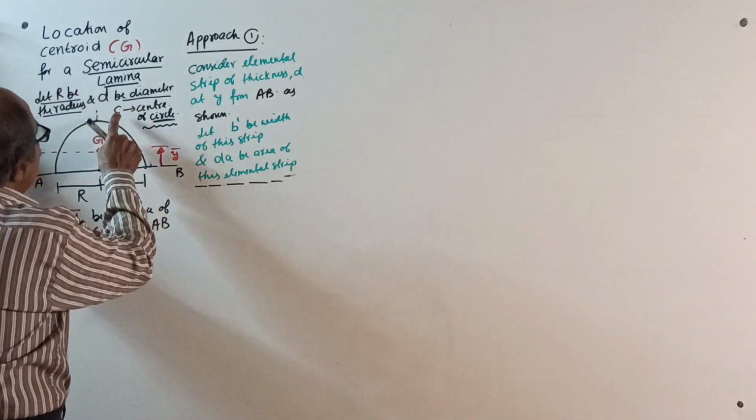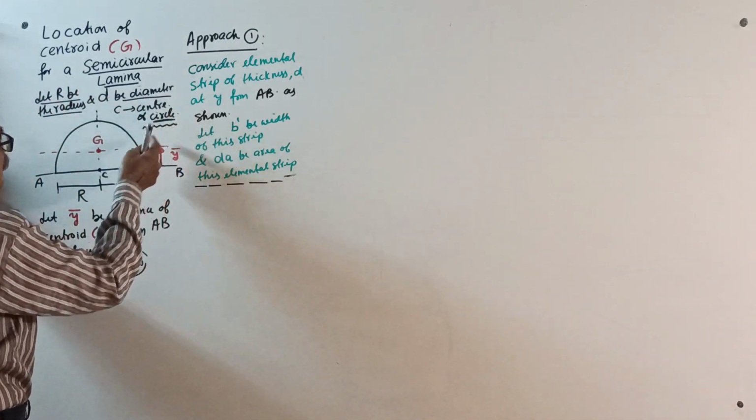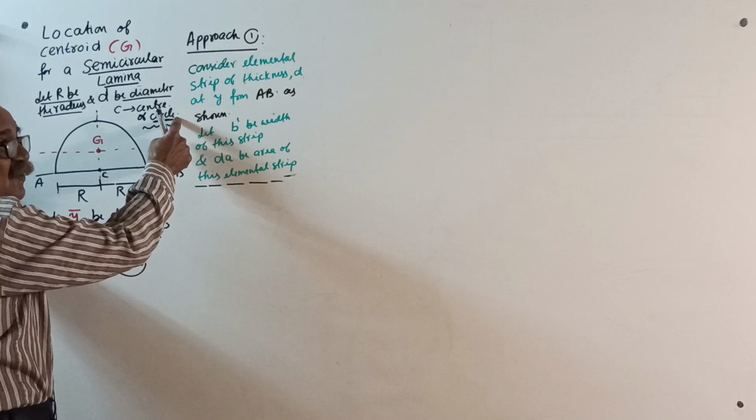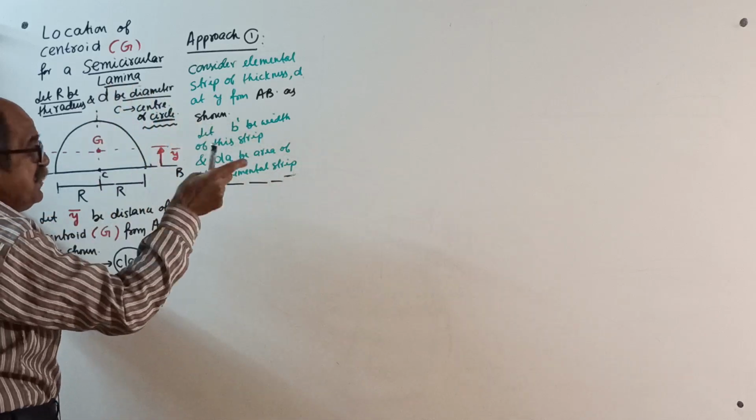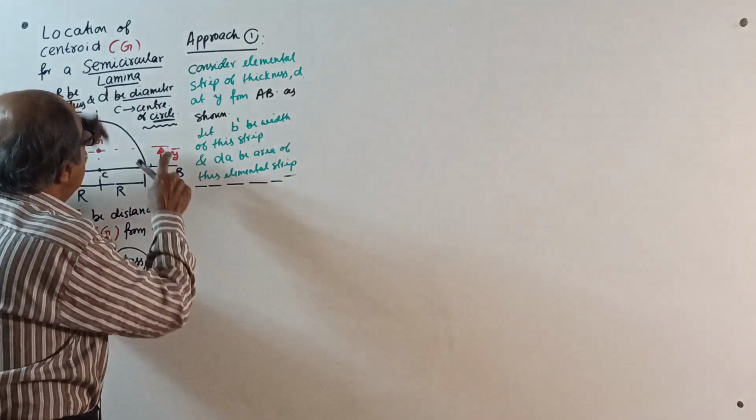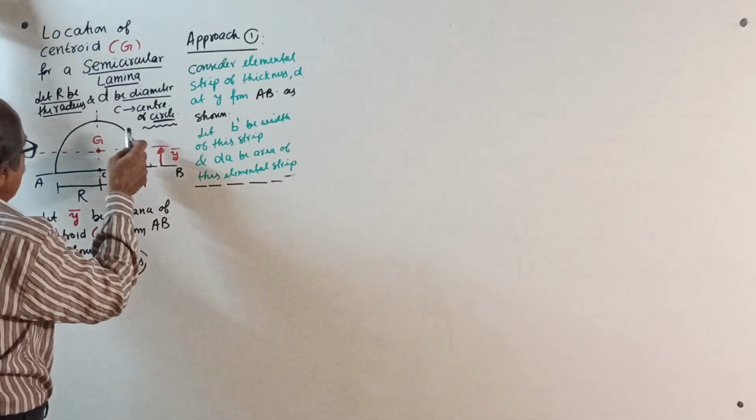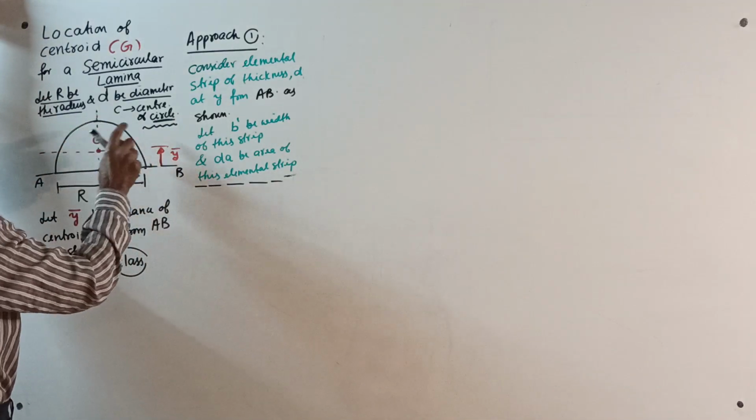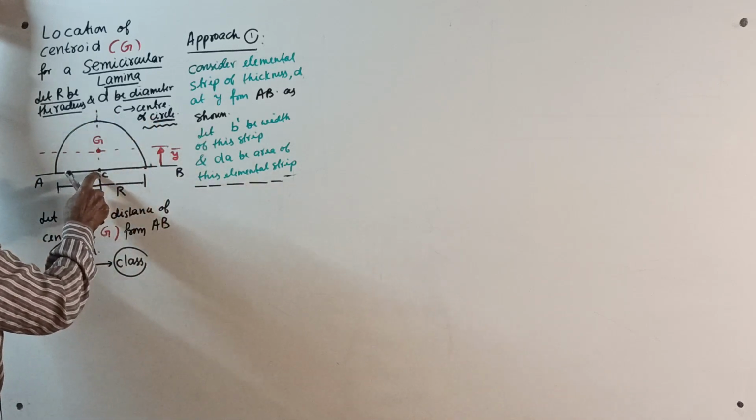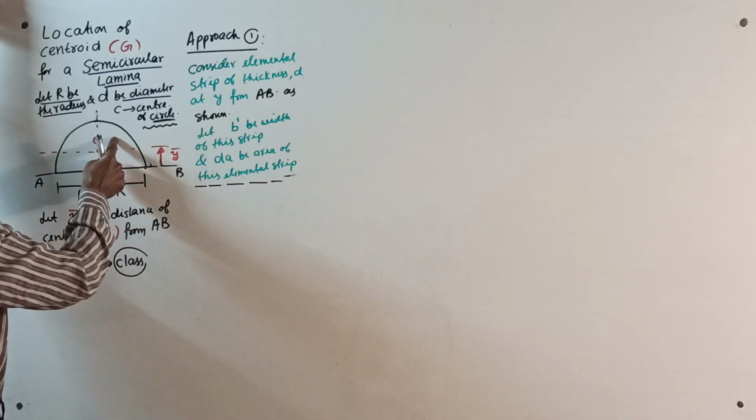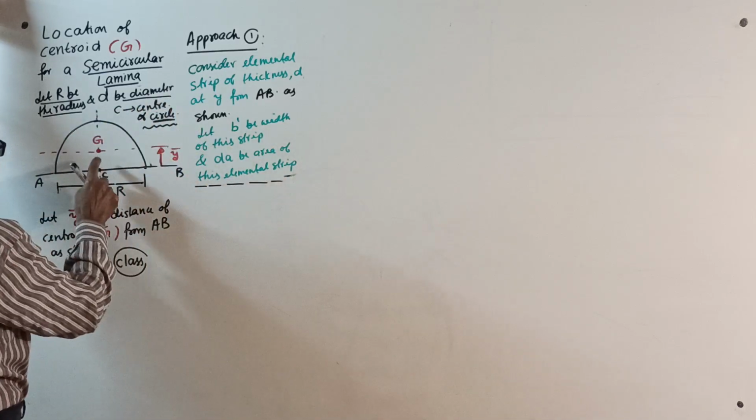Then let C be the center of the circle. See, this is not the circle. You should write here: center of a circle for which the given lamina is a semicircle. C is not the midpoint. C is the center of a circle for which the given lamina is a semicircle. Centroid is here.